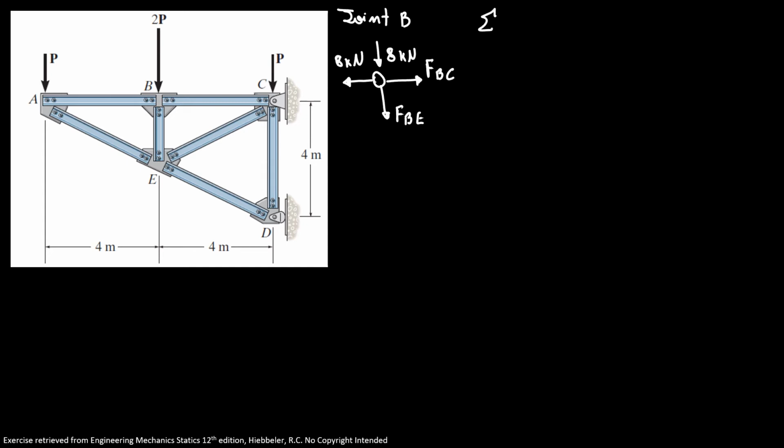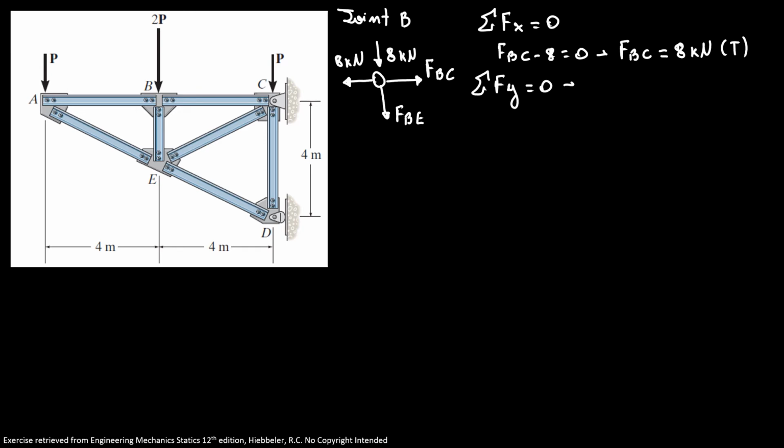So I'm gonna use the sum of forces in X is equal to 0. So I have force BC minus 8 is equal to 0. So my force BC is equal to 8 kilonewtons in tension. Now the sum of forces in y direction is equal to 0. I have minus 8 minus FBE is equal to 0. My force BE is equal to minus 8 kilonewtons in compression because we have the negative sign for 8.